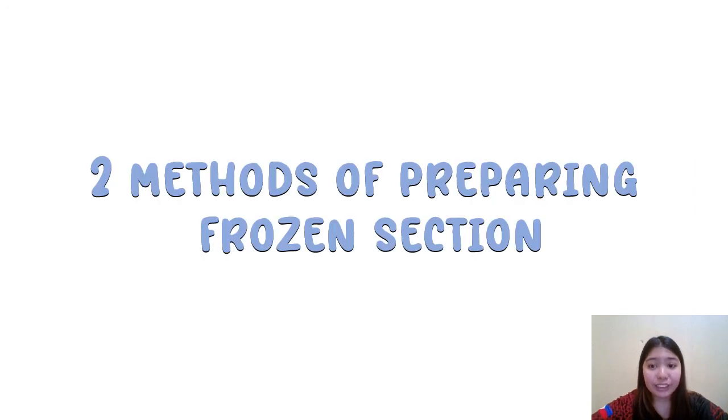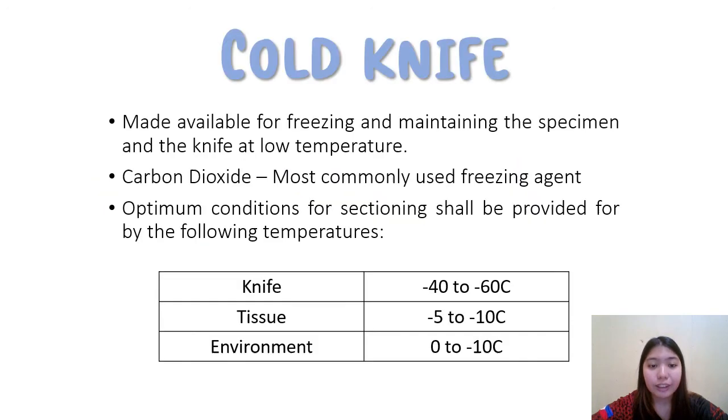There are two methods of preparing frozen section. The first method is the cold knife. Almost any microtome can be utilized for this purpose, provided means are made available for freezing and maintaining the specimen and the knife at low temperature. Carbon dioxide is the most commonly used freezing agent. Cold knife is a device where the specimen and microtome knife are cooled but sectioning is done at room temperature, which is why we can see on the table that the knife and the tissue are way cooler than the environment.